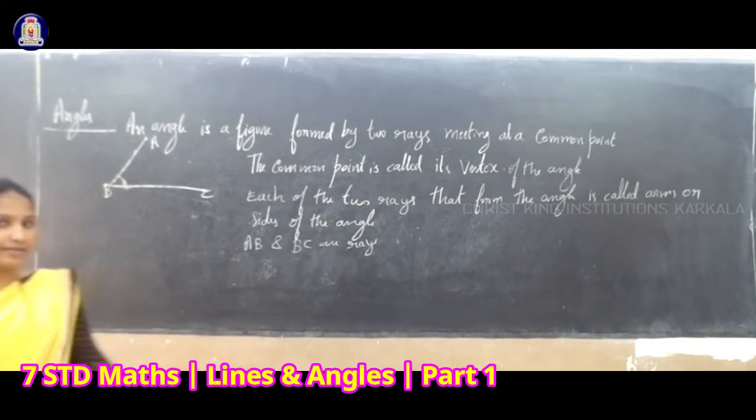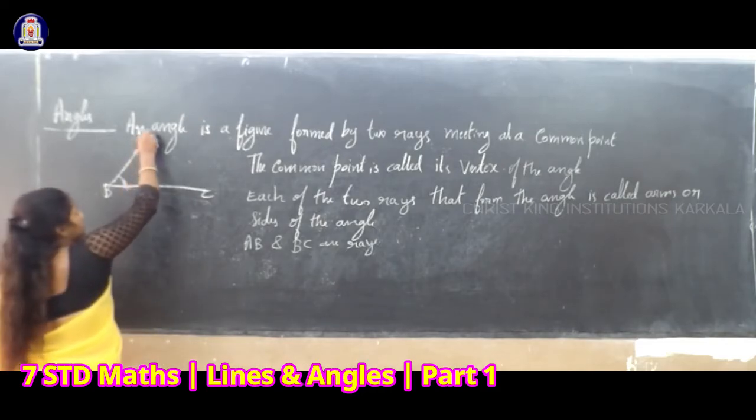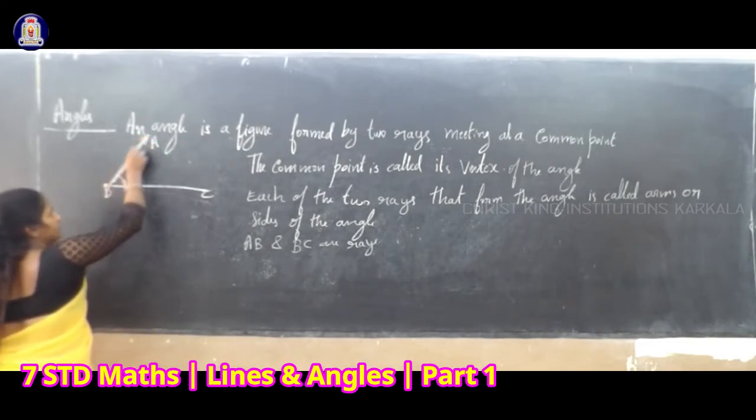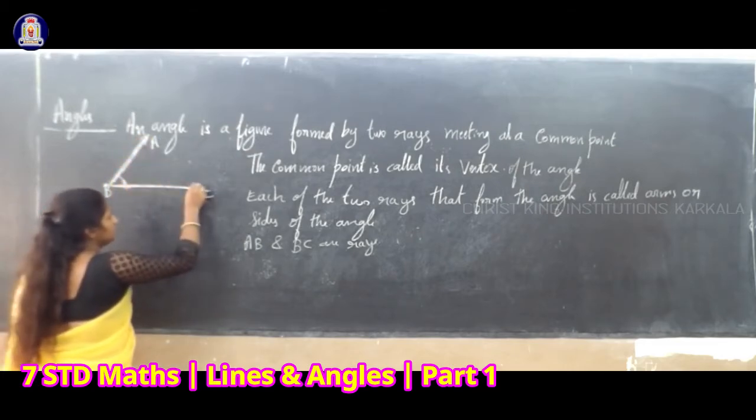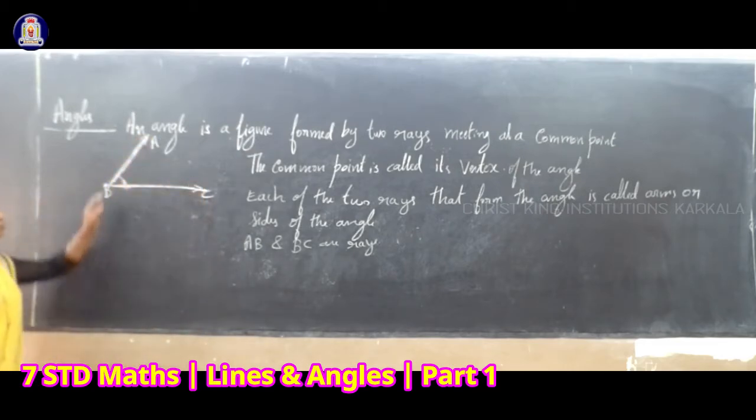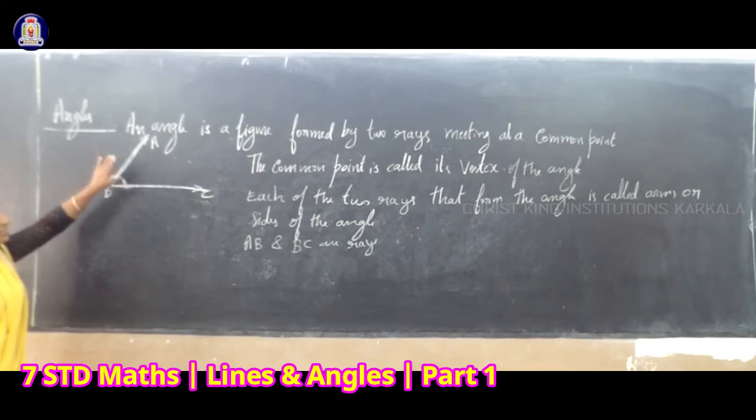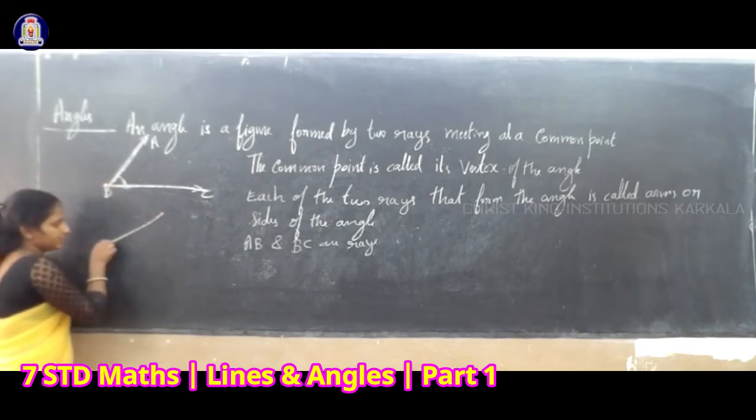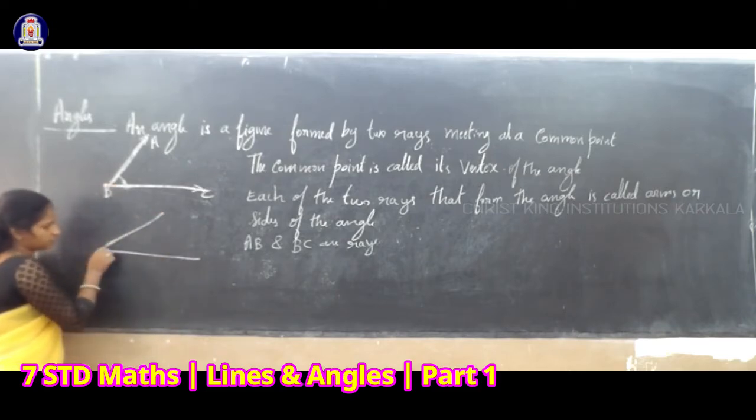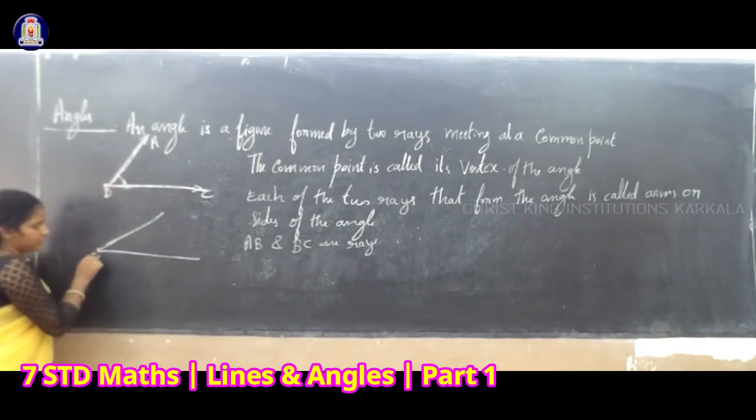So ray means, you know how you can write rays. This is AB, one ray, and BC is another ray. So two rays, an angle is a figure formed by two rays meeting at a common point. So these two rays will meet at a common point. Which is the common point here? This is B. I represented B. This is the common point.